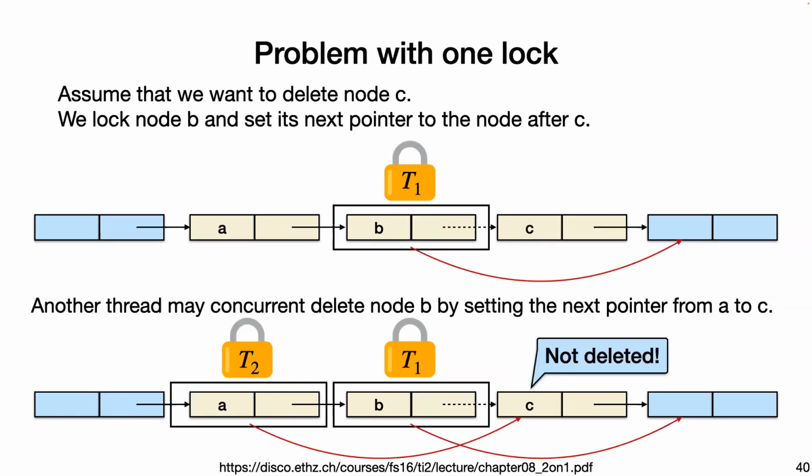And we need two because one does not guarantee that the things that we need to change are still going to be stable. So for example, suppose that we only had one lock, like here, thread 1, and we wanted to delete the node C. We can lock B, and then we need to set B.next from C. However, an issue with only holding the one lock is that B might get deleted at the same time. So if you concurrently delete node B by setting next from B to C, then A will go to C, and B will get deleted, and C will still be in the data structure.